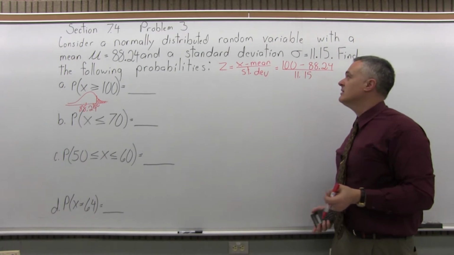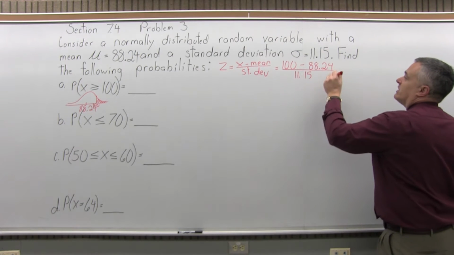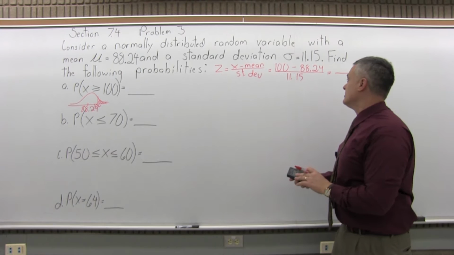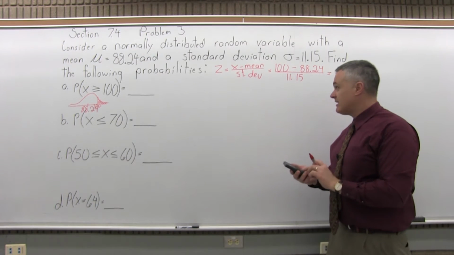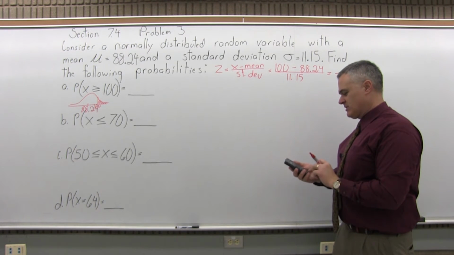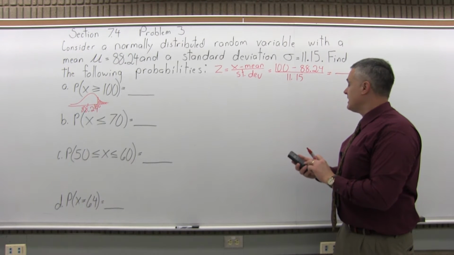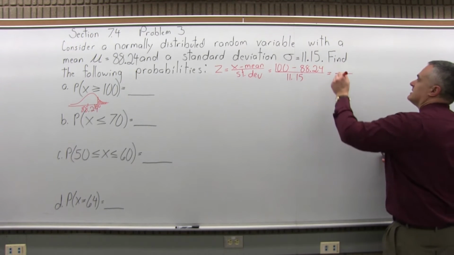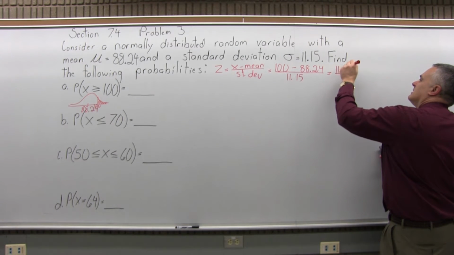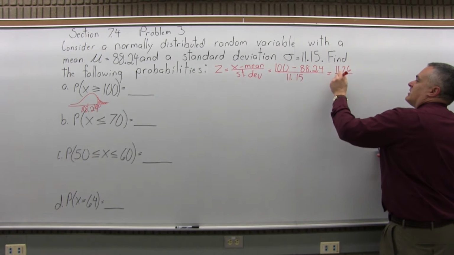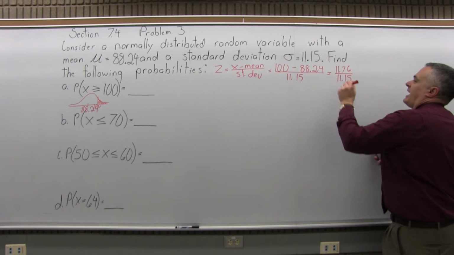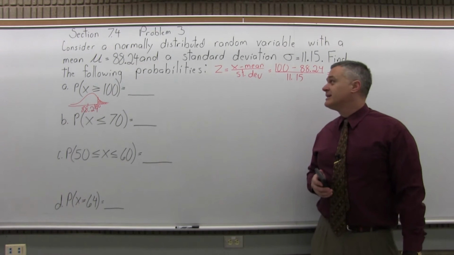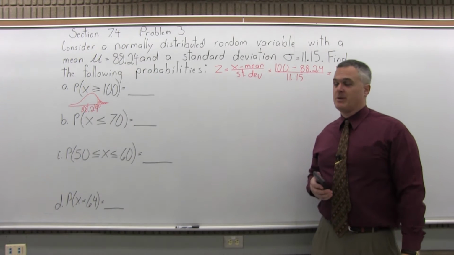Use a calculator. So on top, 100 minus 88.24. I think it's 11.76. Let's make sure on that. 100 minus 88.24 is, yes, 11.76. And in the denominator, 11.15. That's close to 1. It's like 11 over 11, but it doesn't reduce by anything that I can do in my head.